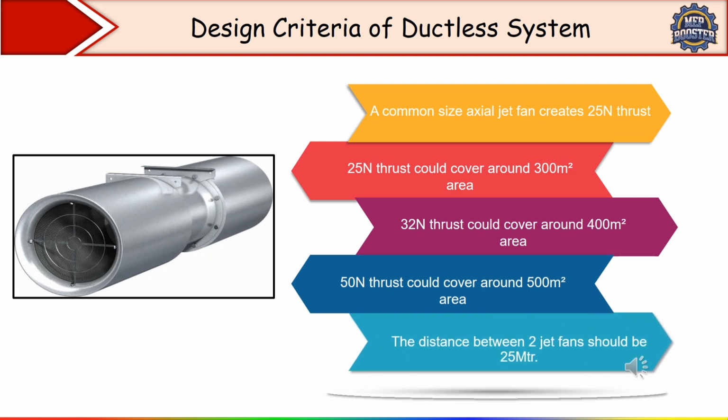Now if you have selected a 50 Newton thrust jet fan, it could cover around 500 square meter area. One jet fan can cover 500 square meter area.